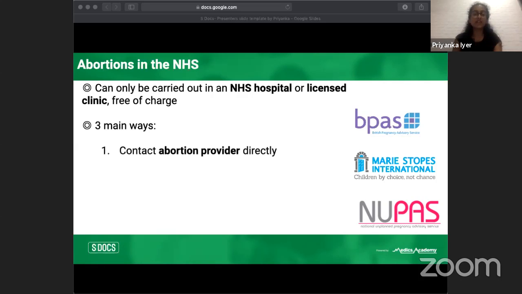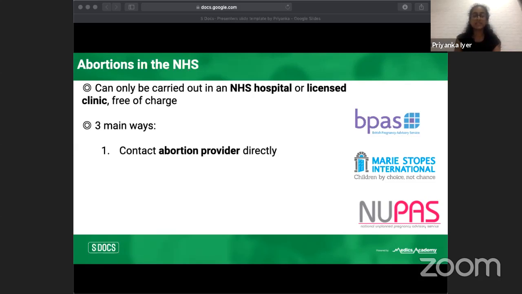First, you can self-refer by contacting an abortion provider directly, and these are 3 of the main abortion providers in the UK. So you have the British Pregnancy Advisory Service, or BPAS, you have Marie Stopes UK, and the National Unplanned Pregnancy Advisory Service, NUPAS.